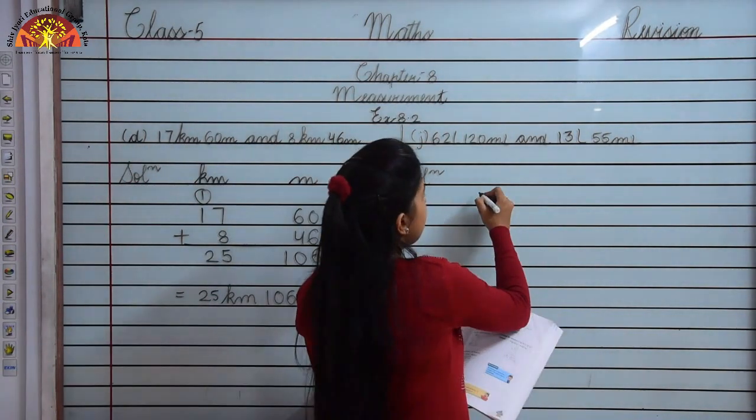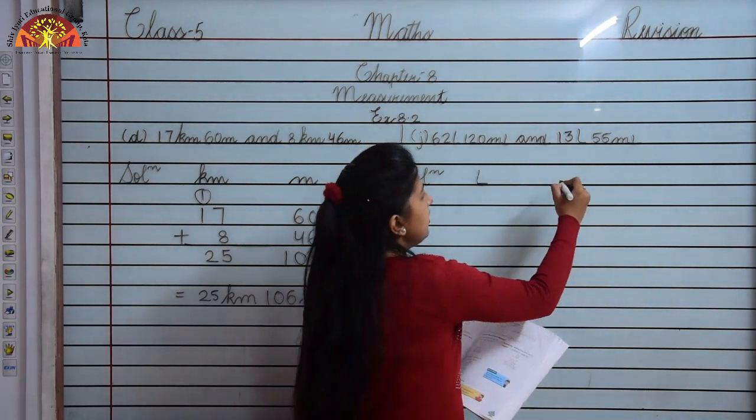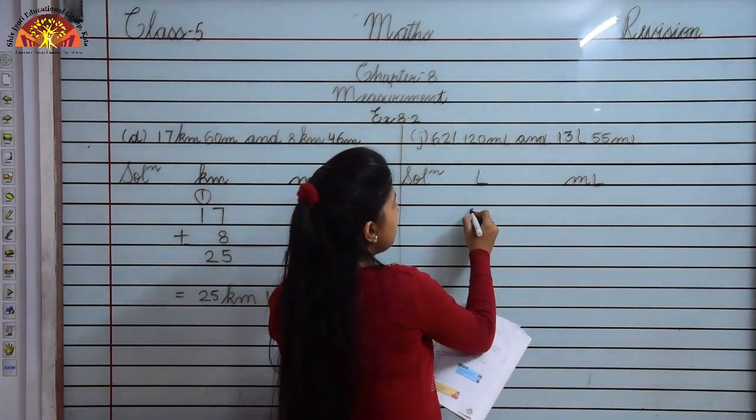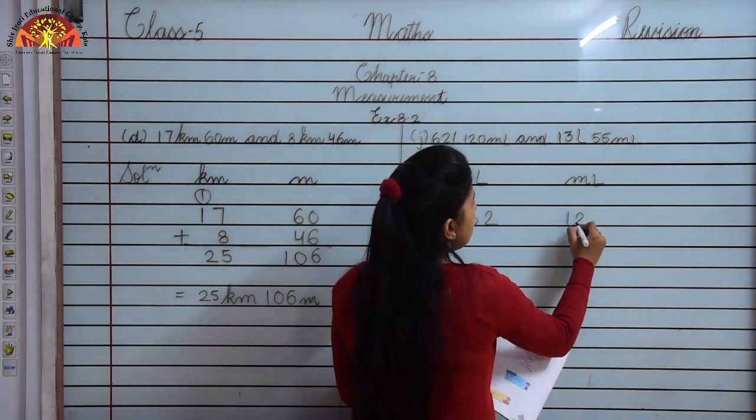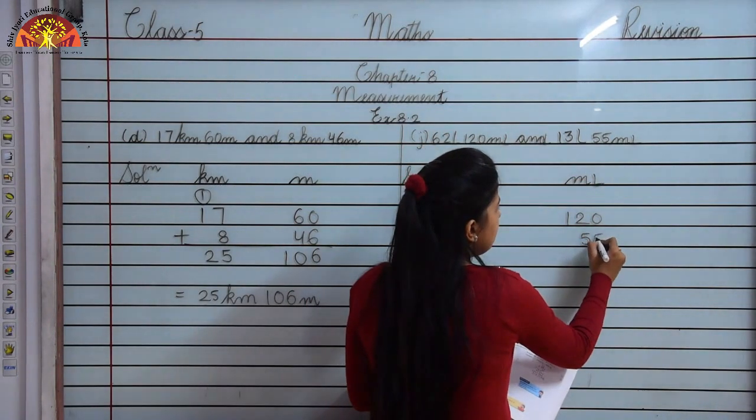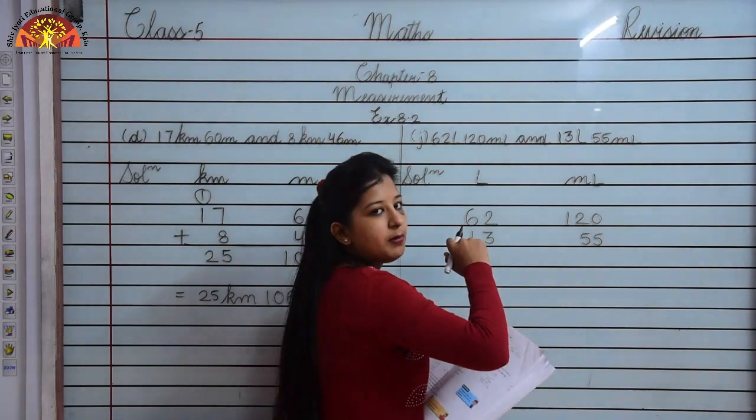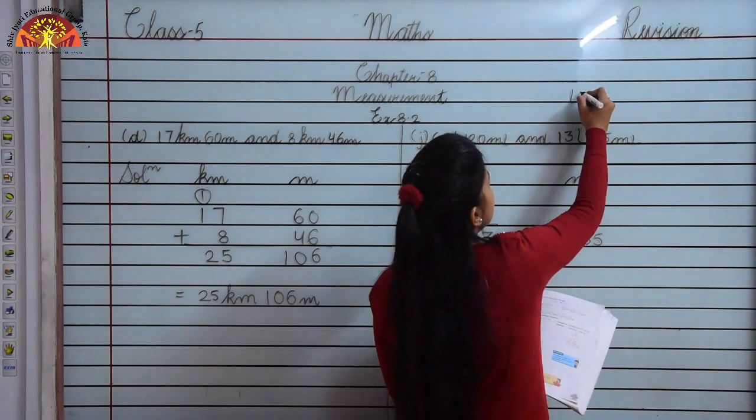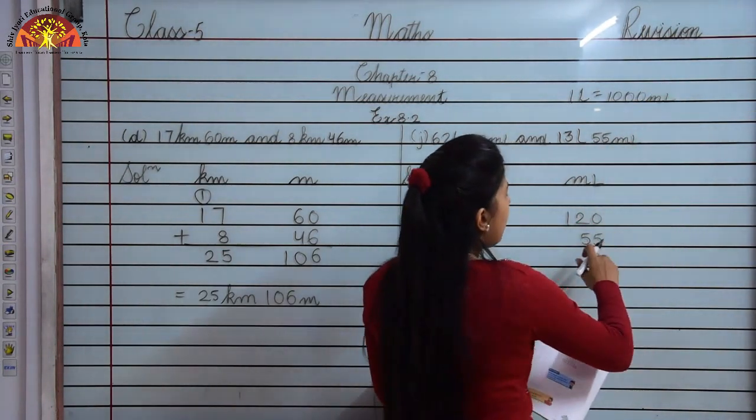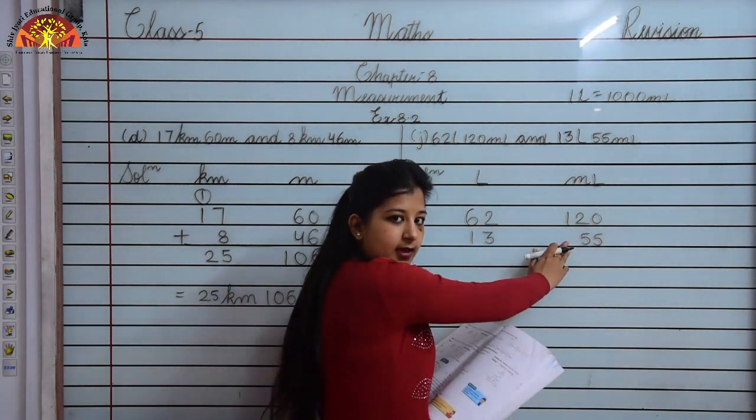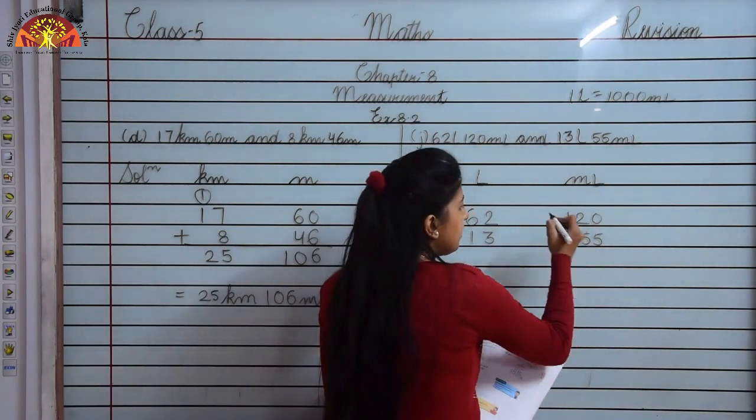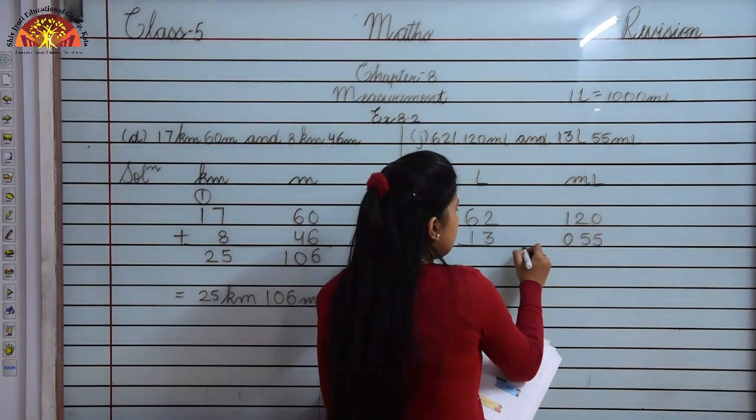So, for this we will make again two column of liter and milliliter. Then we will arrange all the measurements, 62 liter, 120 liter, 13 liter and 55 milliliter. We will write 55 here because 1 liter equals to 1000 milliliter. So, we should have 3 digits here. Fine, but we are having only 2 digits, so we will put 0 here. Now, we will add the given measurement.